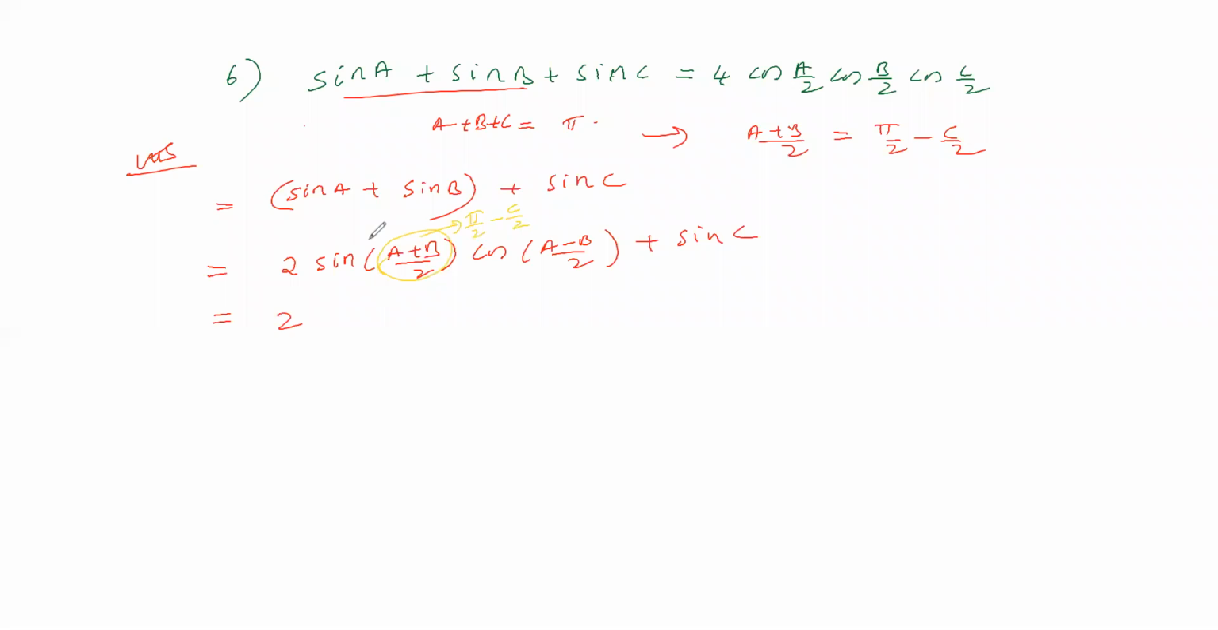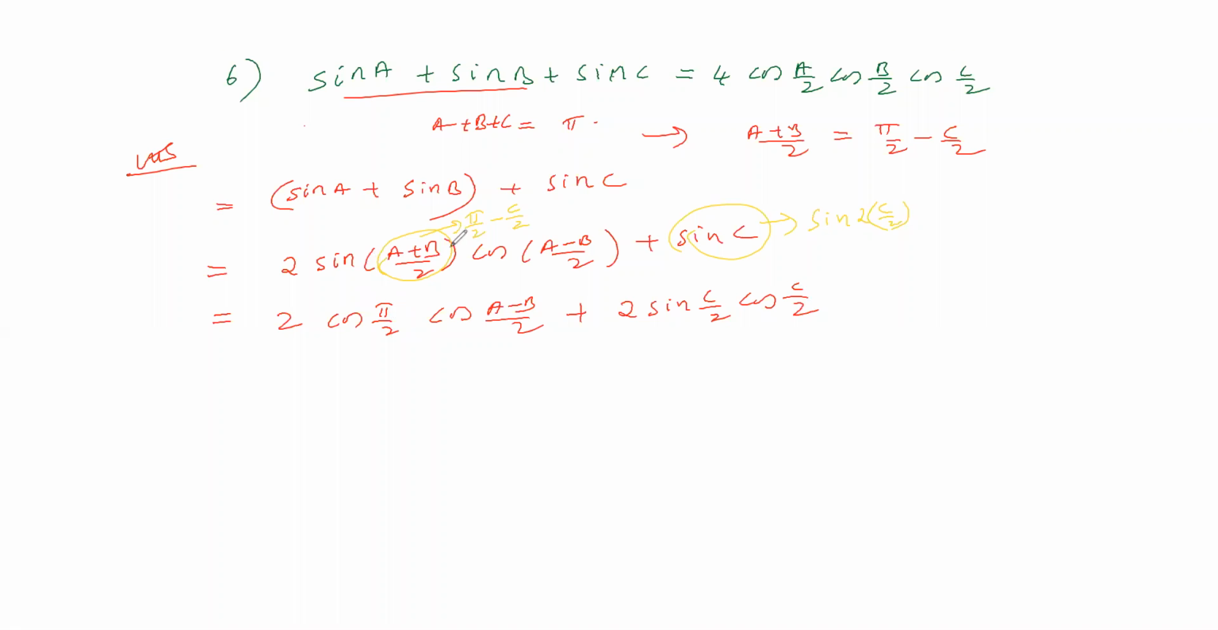So this 2 sin(pi by 2 minus C by 2) is cos(C by 2), into cos((A minus B) by 2), plus this sin C we can write as sin 2C by 2. So the sin of twice the angle formula comes. What is the sin 2 theta formula? 2 sin C by 2 cos C by 2.